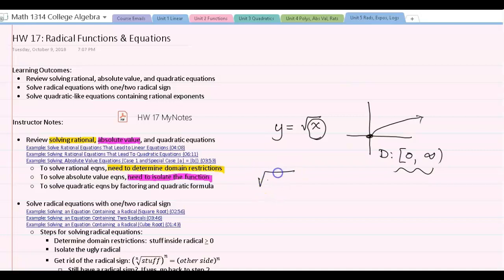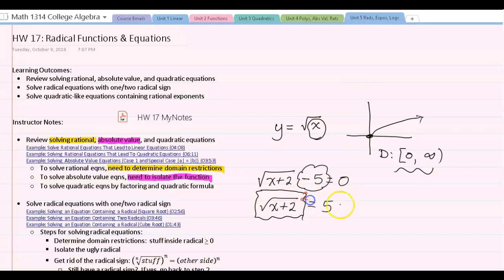So we might have something that says the square root of x plus 2 here, and then maybe a -5 is equal to 0. Then the first thing we're going to have to do is to move this -5 to the other side. And now that we've isolated the radical on this side, we can use our techniques in order to get rid of it. In this case, since this is a square root function, we would square both sides, and we would get x plus 2 is equal to 25. And then we can see our value for x, and then we can check it to make sure it works.